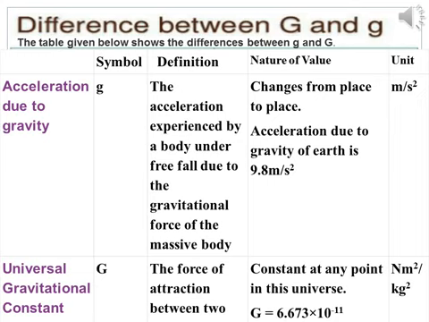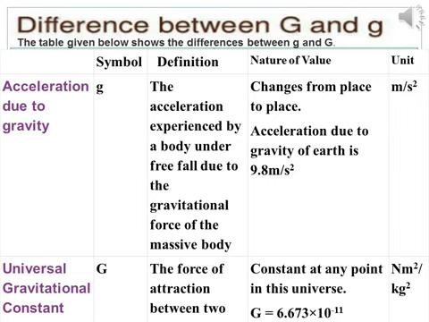Second point is definition. The acceleration due to gravity is the acceleration experienced by a body under free fall due to the gravitational force of the massive body. But universal gravitational constant is the force of attraction between two objects with unit mass separated by unit distance at any part of this universe.